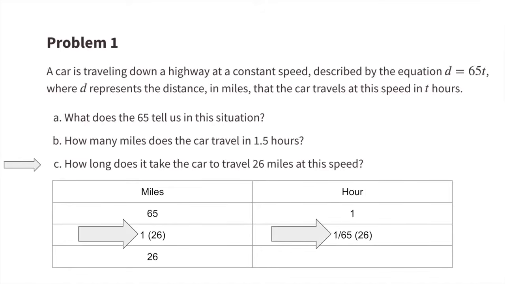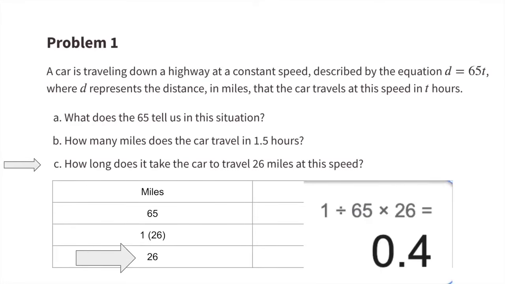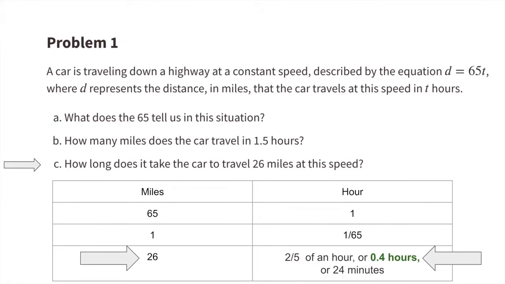And 1/65 of an hour times 26 is the same as 1 divided by 65 times 26, which is 4/10. It would take a car traveling at this speed 4/10 of an hour to travel 26 miles. 4/10 is equivalent to 2/5, or 24 minutes.